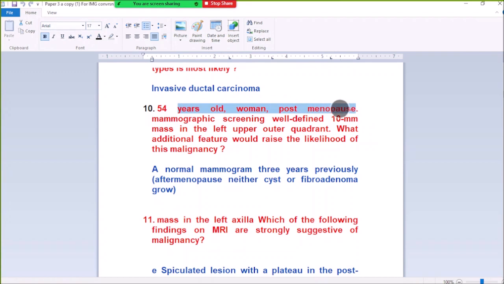Ten: a 54-year-old postmenopausal woman. Mammographic screening shows a well-defined 10 mm mass in the left upper outer quadrant. What finding would raise the likelihood of this malignancy? A normal mammogram 3 years previously, because after mammogram, neither cyst nor papilloma grows. So a normal mammogram 3 years previously will support that this is malignancy.